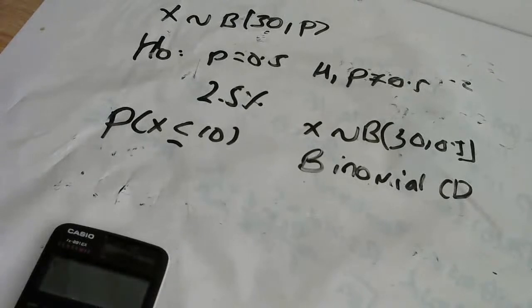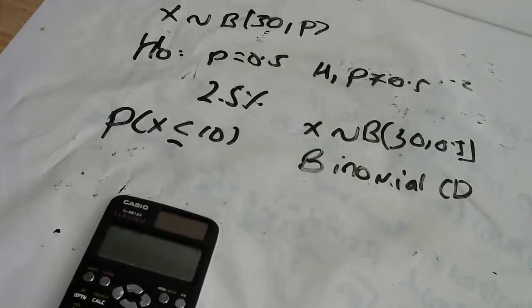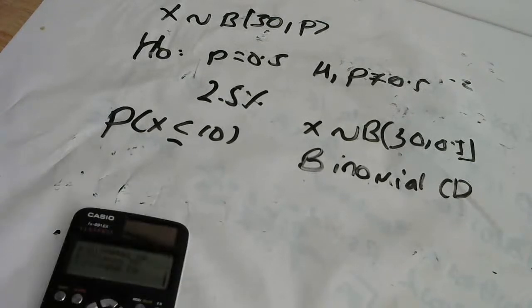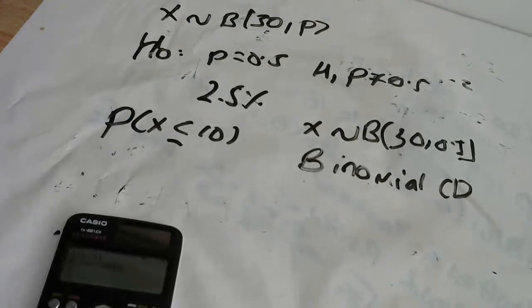How do you use the calculator? I forgot. Fair enough, so I'm just grabbing my calculator. Go to menu. It's 7, isn't it? Yeah, it's 7. Hit that. It's binomial CD, so you need to go down 1. And this time you're looking for variable, not list.